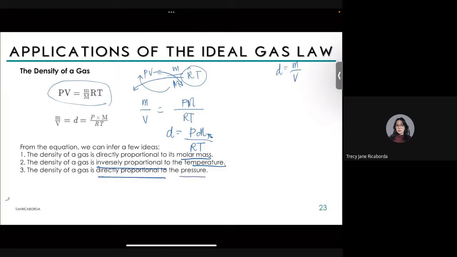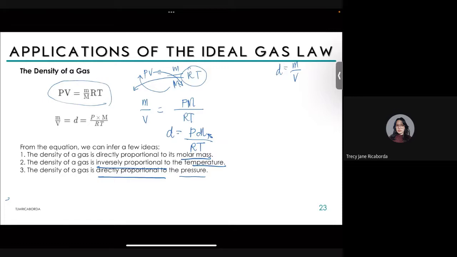Now, what does that mean? If your molar mass increases, mag-increase din yung density. If yung pressure increases, mag-increase din yung density. If your temperature increases, mag-decrease, liliit yung density. Kabaliktaran yung mangyayari because it's inversely proportional.